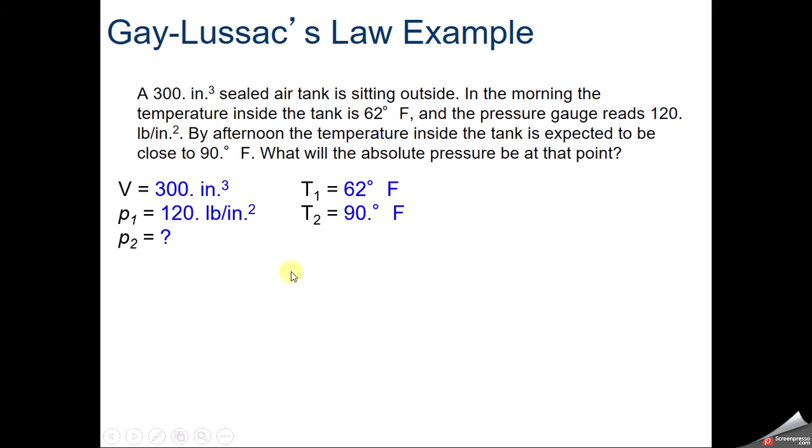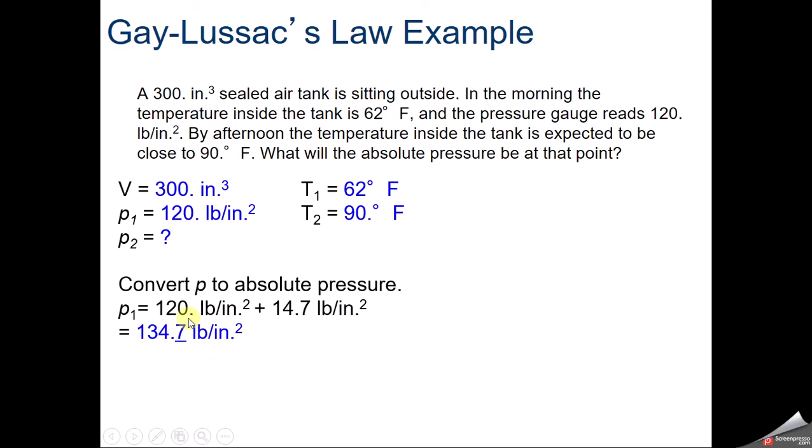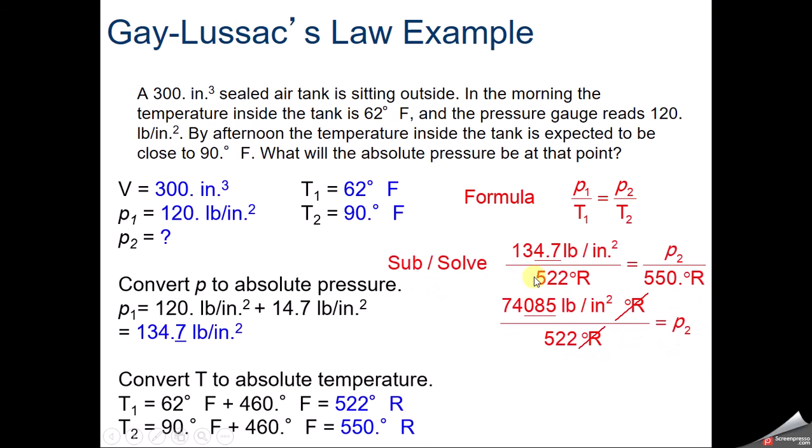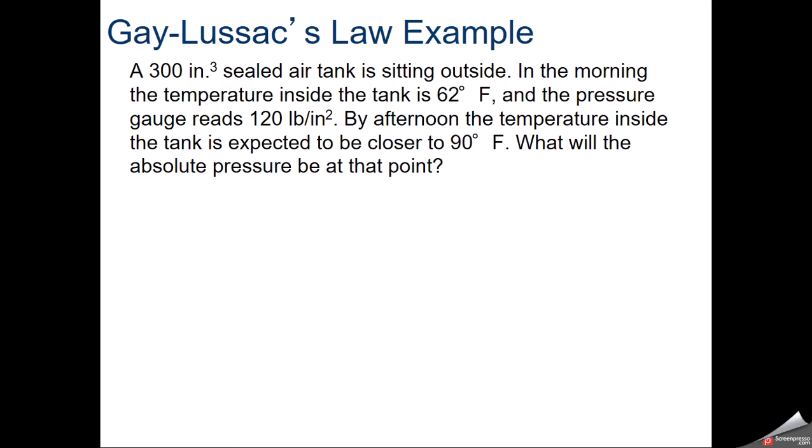What do we know? Convert into the things we need. We need absolute pressure by adding the 14.7. We need to calculate our Rankine, our absolute temperature, by adding the 460 to both. Plug into our formula, work our way through. Again, don't worry about sig figs or anything else like that. Be able to work and solve with those.